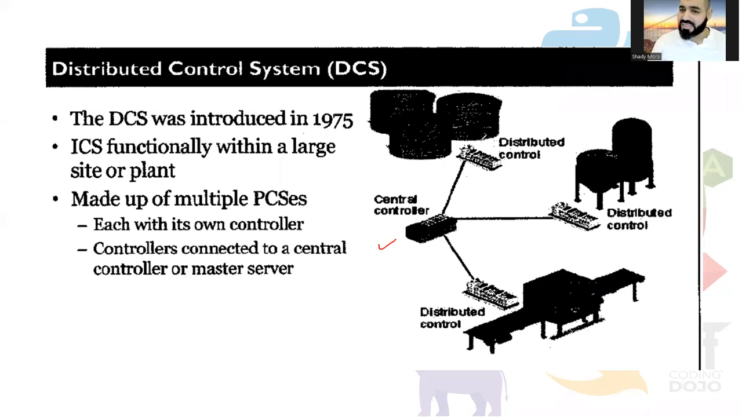So what is DCS, and why do they say distributed? I talked about this previously, but I just wanted to explain it one more time. If I have a factory, or an oil and gas company, guys, they will end up with so many PLCs controlling different parts of the manufacturing process.